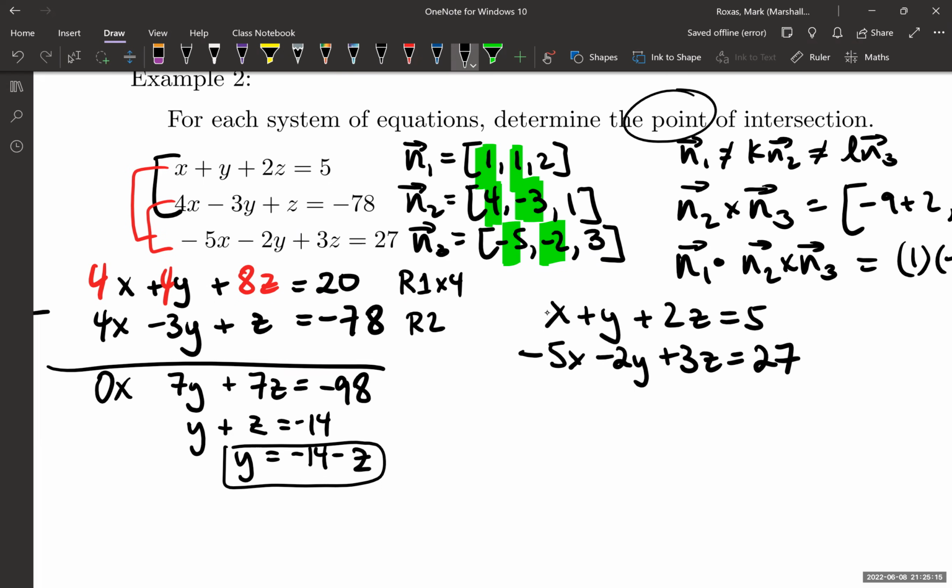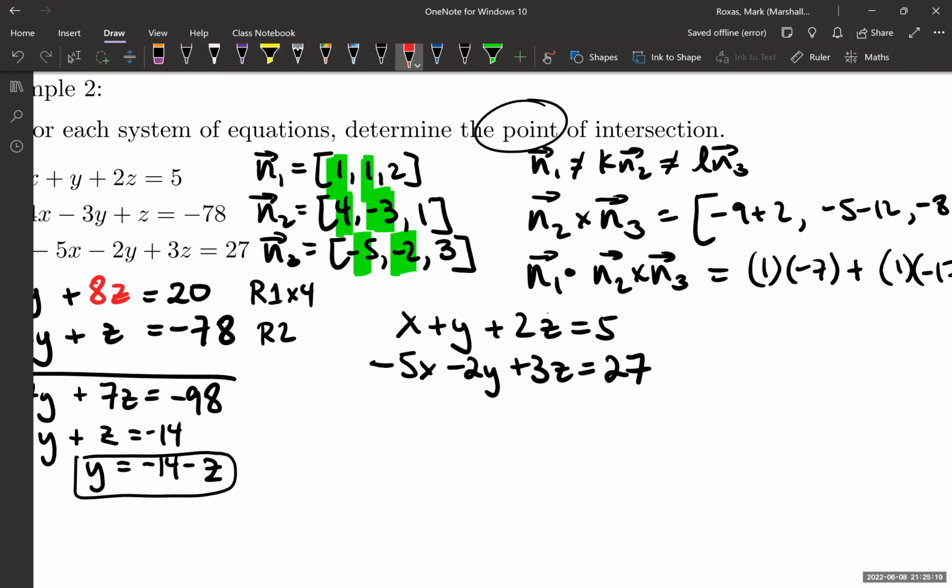Now if I take the first equation and multiply that by 5, I'm going to do it below here. That's going to be 5x plus 5y plus 10z. 5 times 5 is 25. Okay, so there we go.